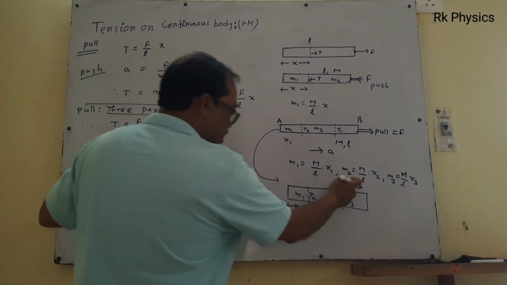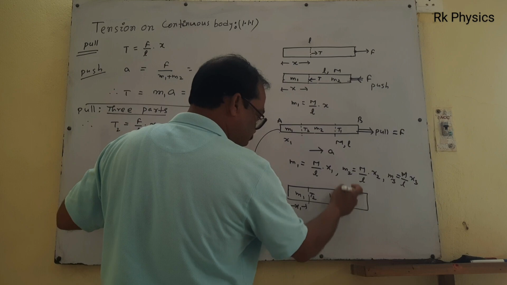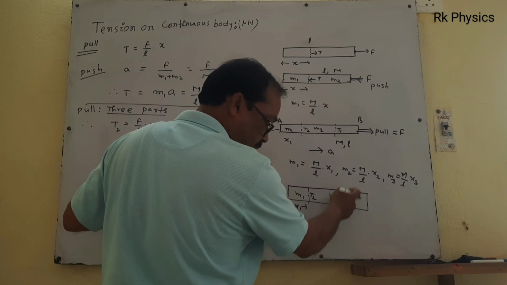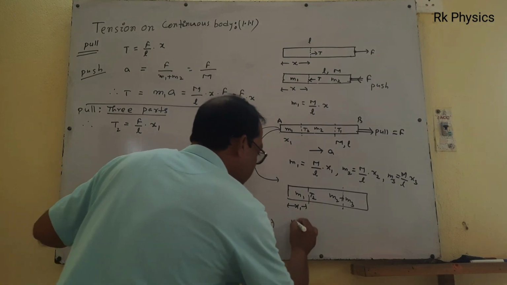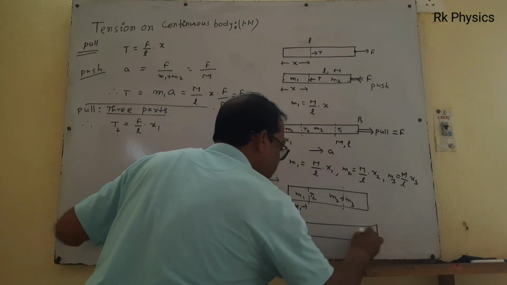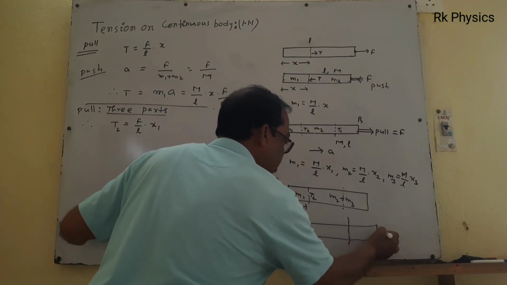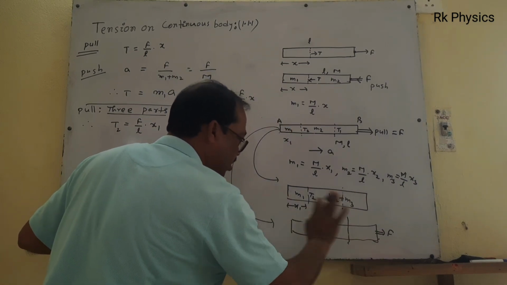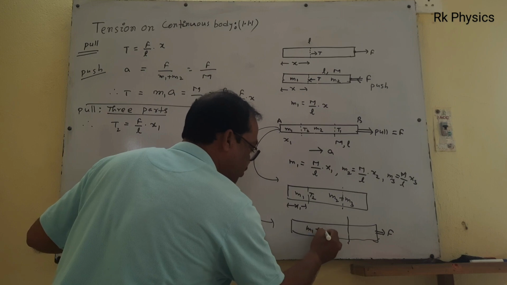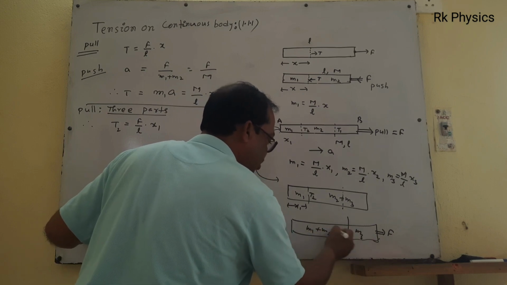Go over the second section. In the second section you can take here. Imagine this rod to be this rod. This is F. This section is here. You take this as M1 plus M2 and this as M3.